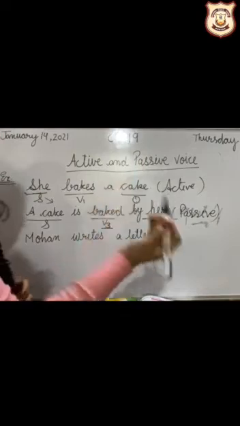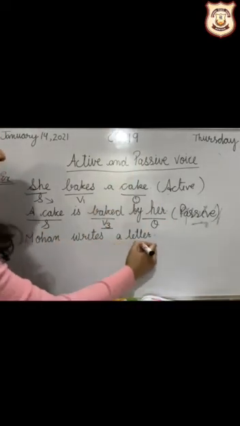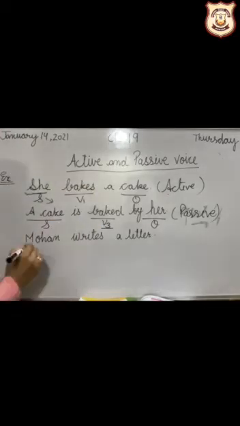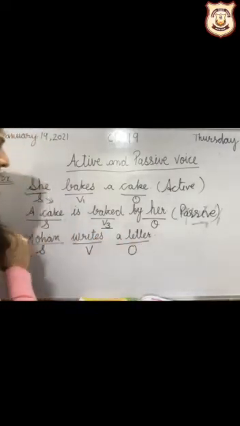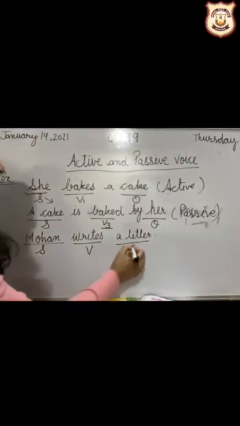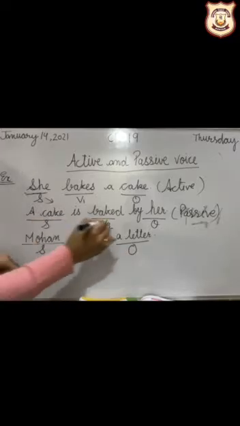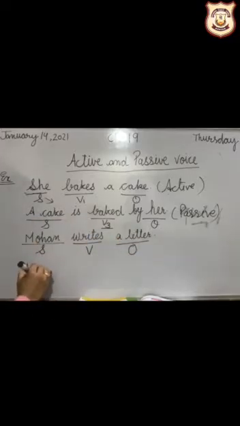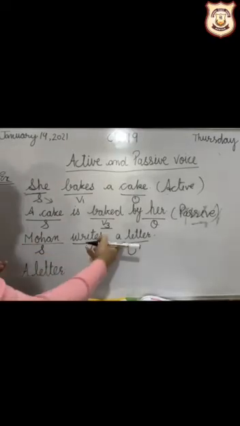How can we convert it? Now see another example. Mohan writes a letter. So you can see Mohan is the subject, this is the verb here and this is the object. Now what do I need to do? I need to make this object the subject. So here, a letter. Writes is present tense, so I'll write a letter.